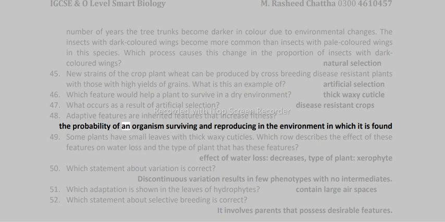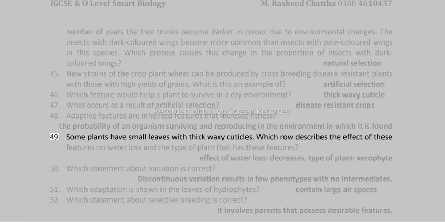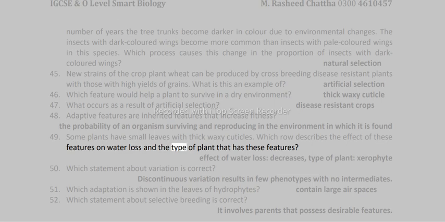Question 48. Adaptive features are inherited features that increase fitness. Fitness is the probability of an organism surviving and reproducing in the environment in which it is found. Question 49. Some plants have small leaves with thick waxy cuticles. Which row describes the effect of these features on water loss and the type of plant that has these features? Effect on water loss: decreases. Type of plant: xerophyte.